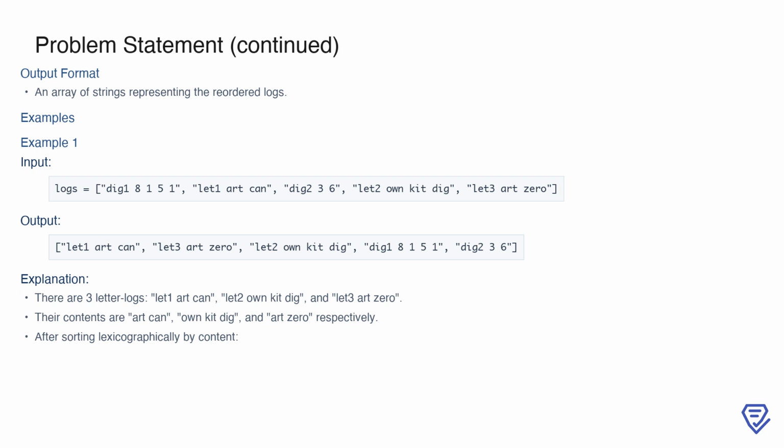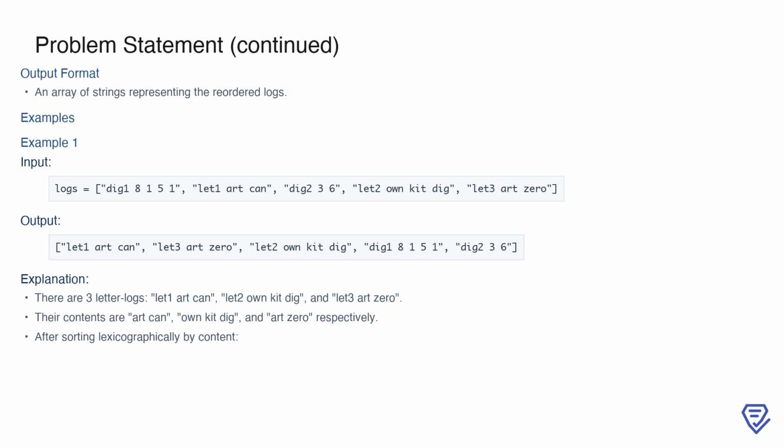Let's look at an example to better understand the problem. Suppose the input array is dig18151, let1 art_can, dig236, let2 own_kit dig, let3 art0. Here, there are three letter logs, namely let1 art_can, let2 own_kit dig, and let3 art0, and two digit logs, dig18151 and dig236. For the letter logs, we focus only on their contents for sorting.